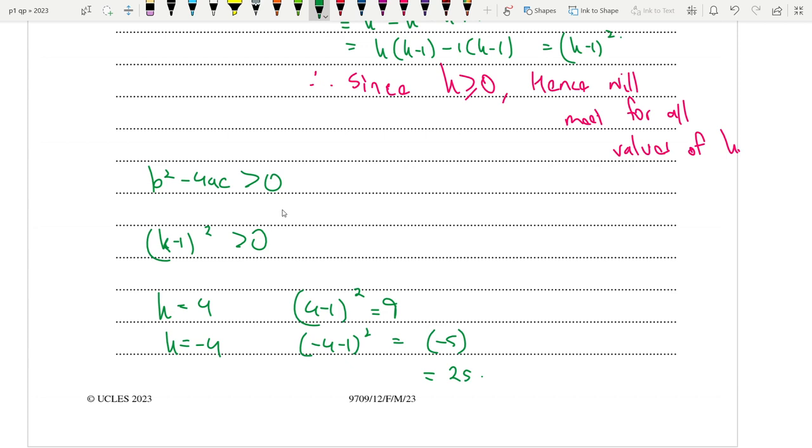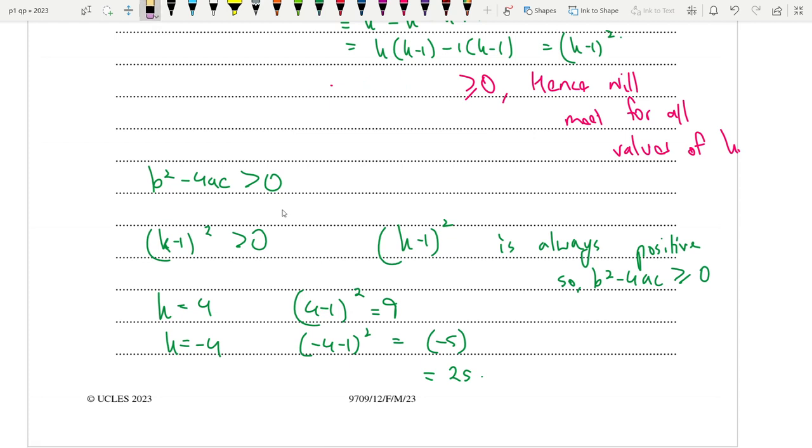So that is what we mean to say, that k minus 1 whole square is always positive. So b square minus 4ac will always be greater than or equal to 0. When can it be greater than or equal to 0? I shouldn't have written k here. It should have been, since b square minus 4ac is greater than or equal to 0 for all values of k. That's why they will meet all the time.